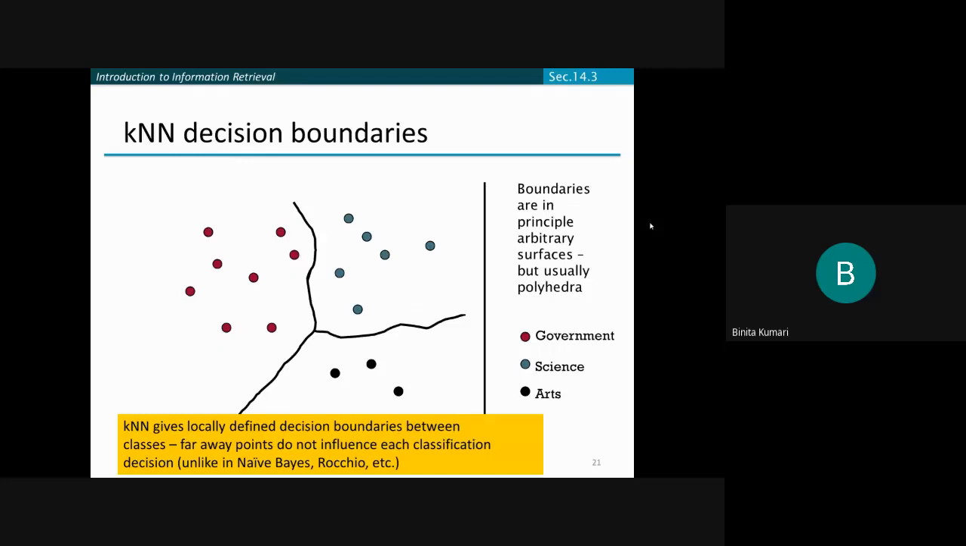You can see here it represents the KNN decision boundaries. So KNN gives locally defined boundaries between the classes. The faraway points do not influence the classification decision, as it was being done in the naive Bayes and Rocchio algorithms.